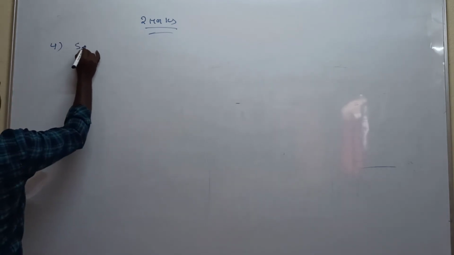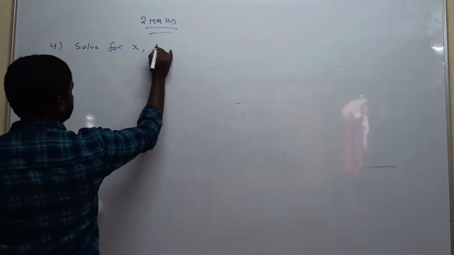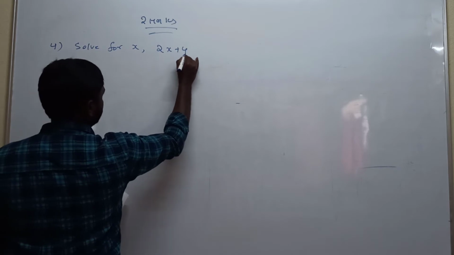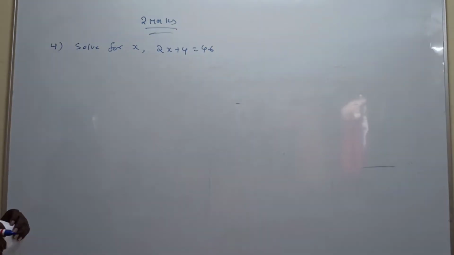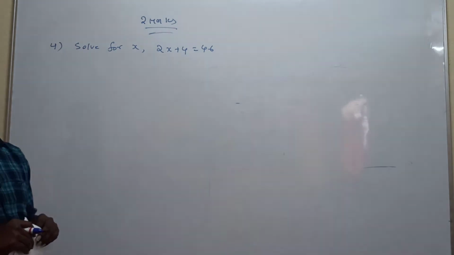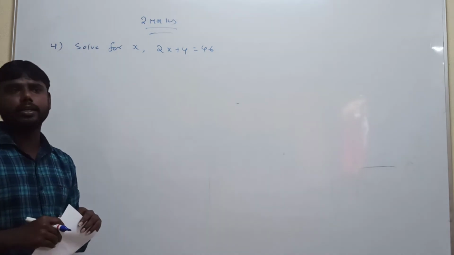One more question. Solve for x: 2x plus 4 is equal to 46. Here also we solve for x to calculate the x value. What is the given equation? As it is, finally we calculate the x value.